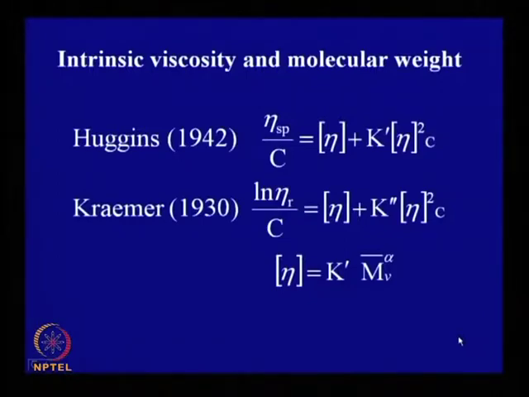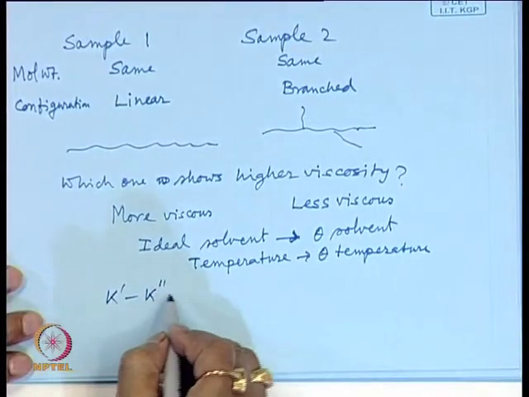Now, there are two equations which relate this specific viscosity and inherent viscosity. This is specific viscosity, reduced viscosity, and this is inherent viscosity. Now, this is related to intrinsic viscosity by this relation. This is Huggins equation, this is Kraemer's equation, and these are constants, and the difference between these two constants, K prime and K double prime, is 0.5.